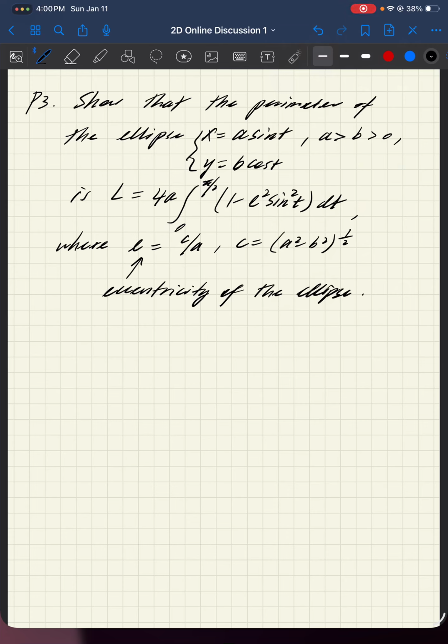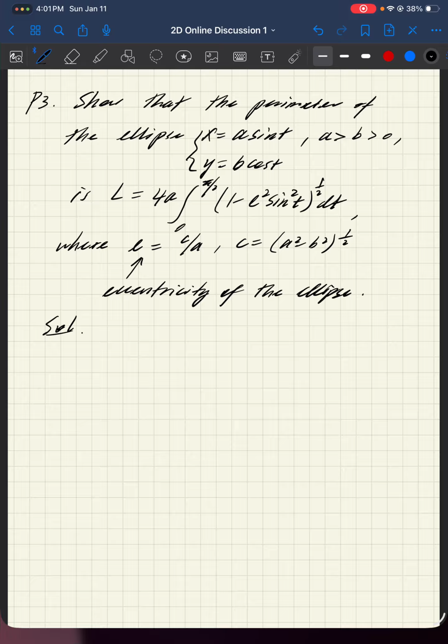So this third question asks us to show that the perimeter of the ellipse x equals a sine t and y equals b cosine t, where a is larger than b, larger than 0, is L equals 4a times the integral from 0 to pi over 2 of the square root of 1 minus e squared sine squared t dt, where e is the eccentricity of the ellipse, equal to c over a, and c is the square root of a squared minus b squared. So this is quite a long formula, but we can always start from what we know.